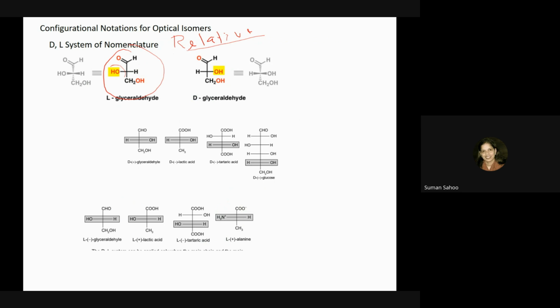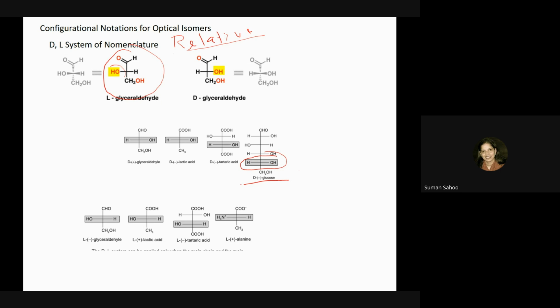So whenever there is any other molecule where the same type of group, which is similar to your OH or a more electronegative element, is present on the left hand side, that will be given the denotation L. And whenever that more electronegative group, or a group like OH, would be on the right hand side, that would be given D notation. For example, in case of sugar molecules, only the lowest chiral carbon is taken into account. So the OH group is on the right hand side.